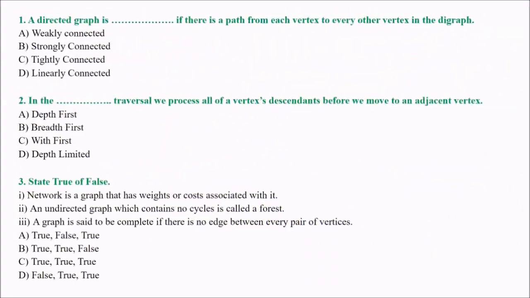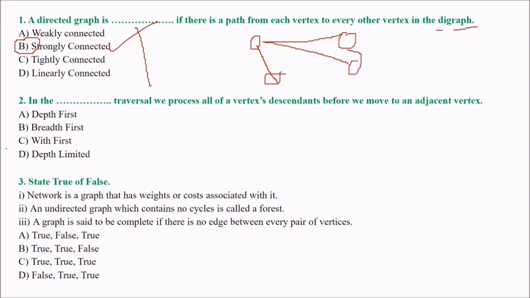The first is a directed graph is dash if there is a path from each vertex to each other vertex in the digraph. Digraph is actually directed graph only. So if you have a path from each vertex to each other vertex, then these are the options. This directed graph is known as what? This is known as B, strongly connected. This is the answer for you.